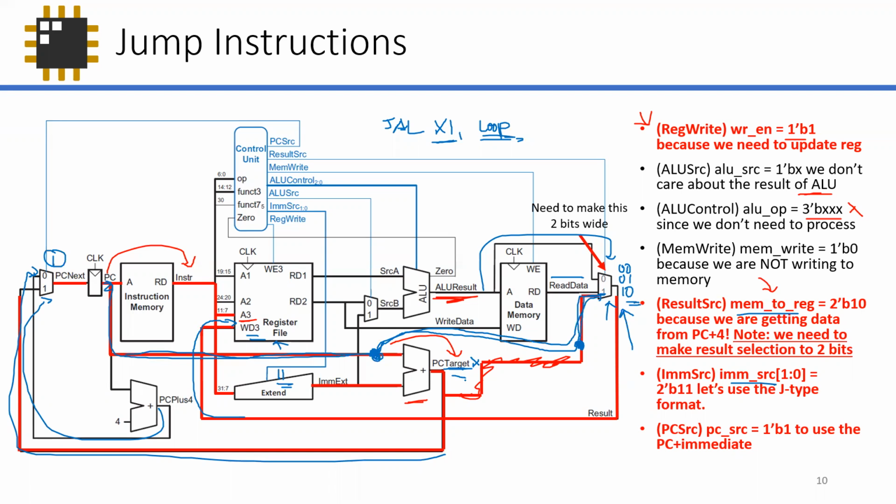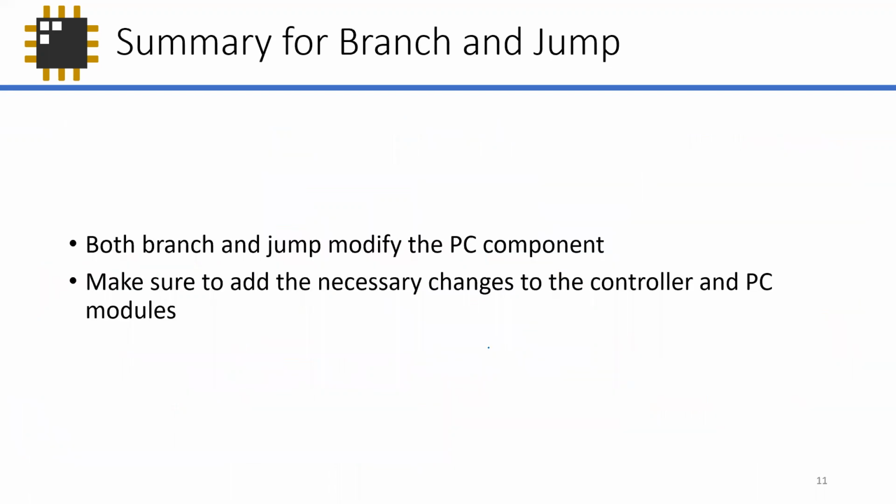All right. Time check. We're about to finish. Actually, that's the gist of it. That ends our single cycle story. Last week we had arithmetic operations and memory operations. Today we discussed both branching and jumping, and you have to modify the PC component a bit, and make sure to add the necessary changes to the controller and program counter modules. I hope it's very clear. If you have questions, we can go back to it.